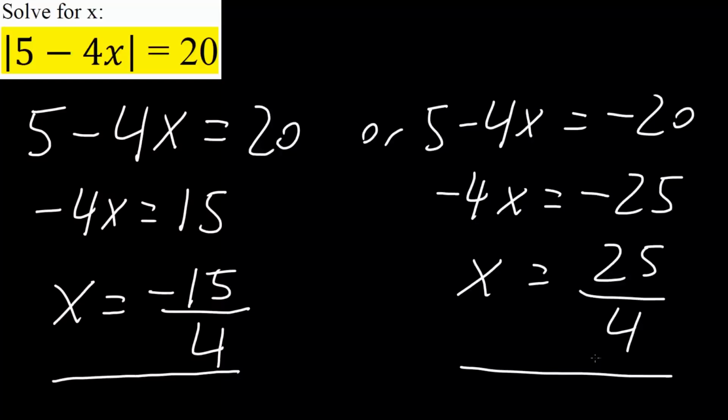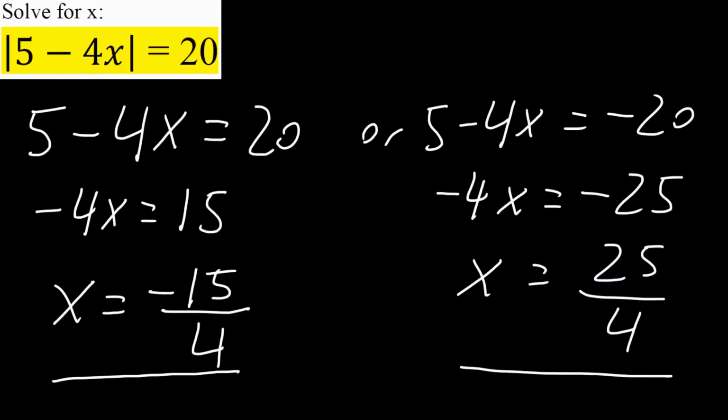And if we wanted to try it, if we plug this value for x, we would get 20. So 5 minus 4 times negative 15 divided by 4 would be 5 plus 15, which is 20. Now we'll do this one. So 5 minus 4 times 25 over 4 would be 5 minus 25. 5 minus 25 is minus 20, but we have the absolute value. So the absolute value of minus 20 is 20. And so they're both correct.